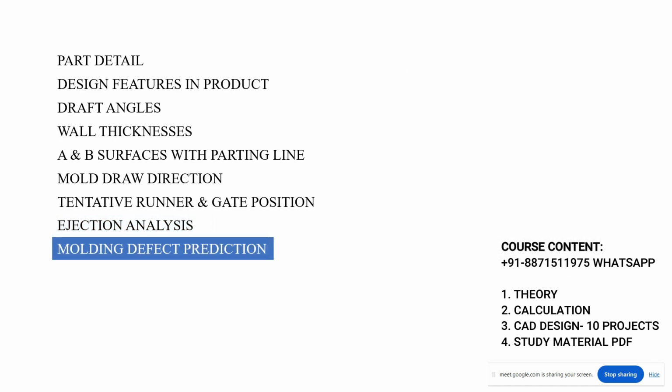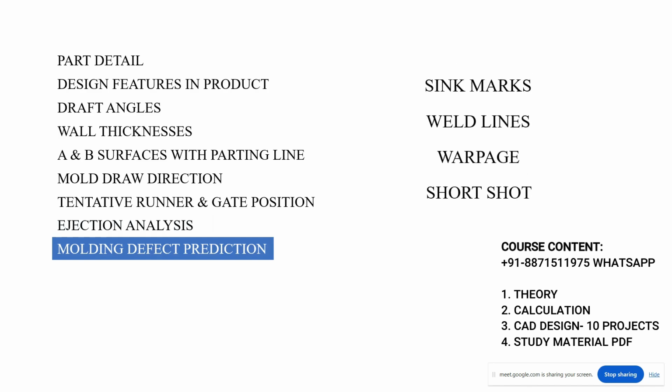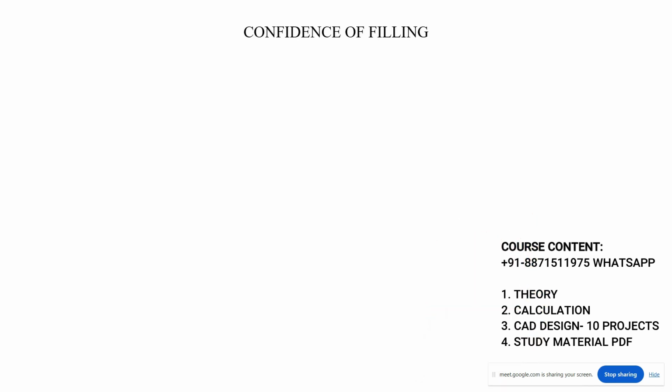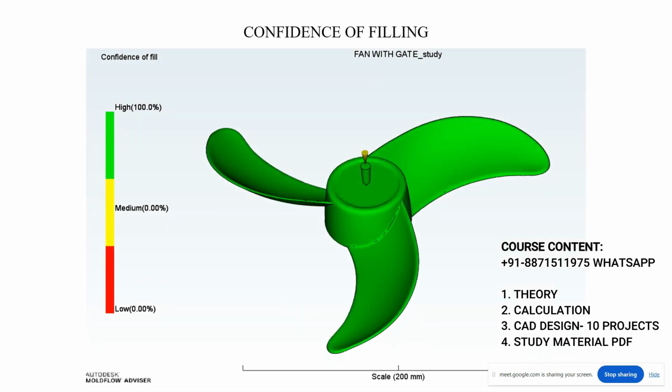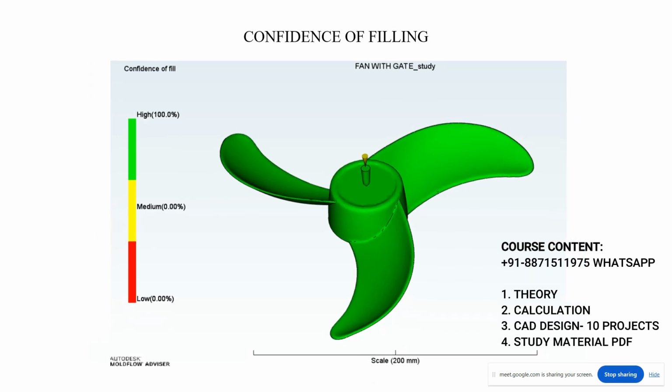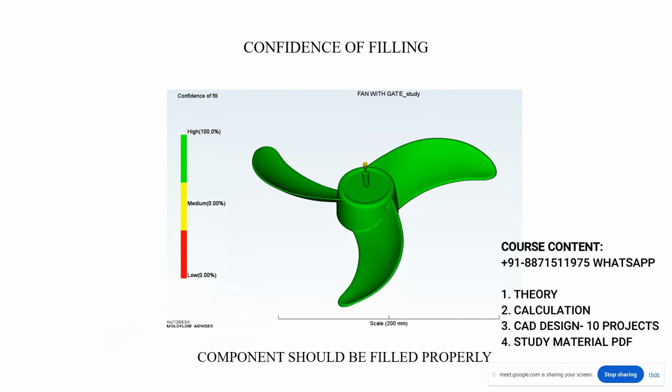Molding defect prediction. So we can predict defects like sink mark, weld line, warpage or short shot. For that we have to use mold flow analysis software, right or wrong? First of all, you have to show the customer the confidence of filling with the same gate which we are choosing. Like here you can see that the confidence of filling is 100%, 100%, right? Understood, okay.